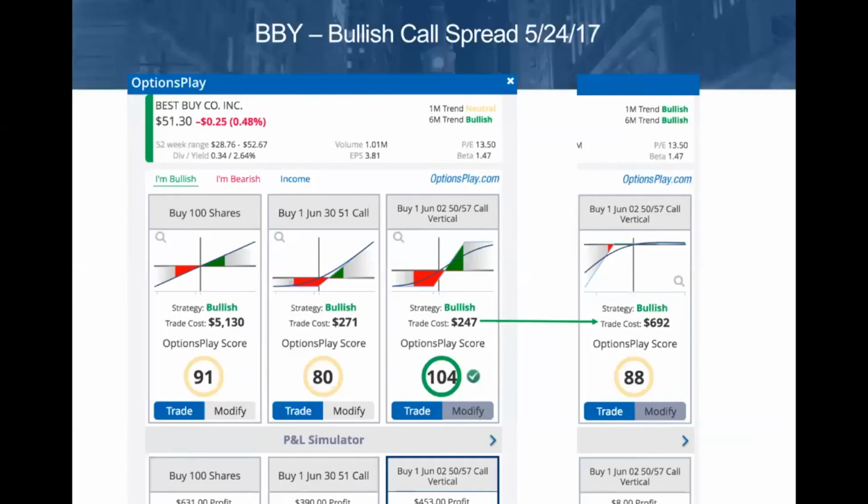And this was the bullish call spread that we suggested on the 5/24 webinar as a very low risk way to play a potential positive earnings surprise. By, at that point, the June 50 call, sell the 57 call against it, paying $247 per 100 shares with the potential to make $450 profit. That potential was realized in 1 day because of that spike. That's what happened to the spread. It widened from 247 to 692.